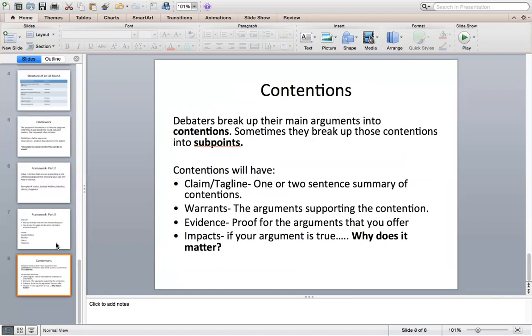So if I have established that chocolate has more protein than vanilla, I don't know if that's true, I'm just giving it as an example, why does that matter? What is the impact of that? And that's what debaters are often trying to do. They're trying to establish as many different impacts on their side of the argument so as to convince you to vote for their side of the argument.